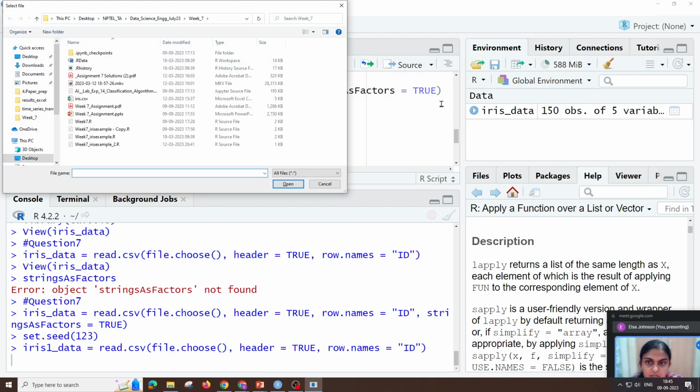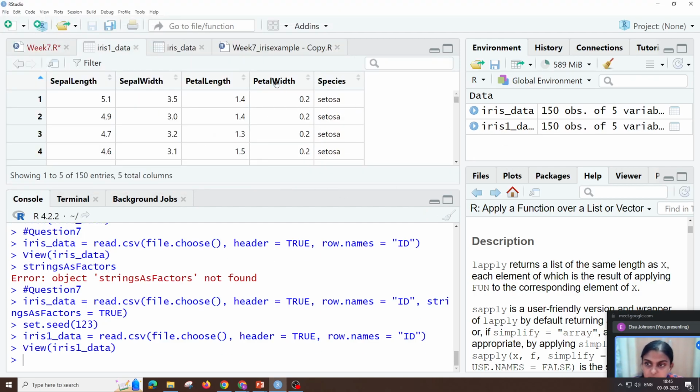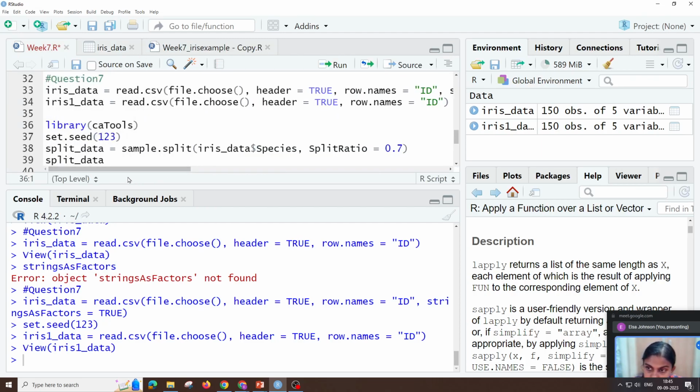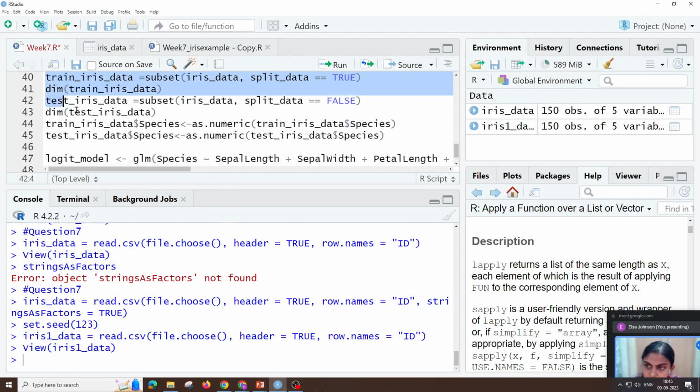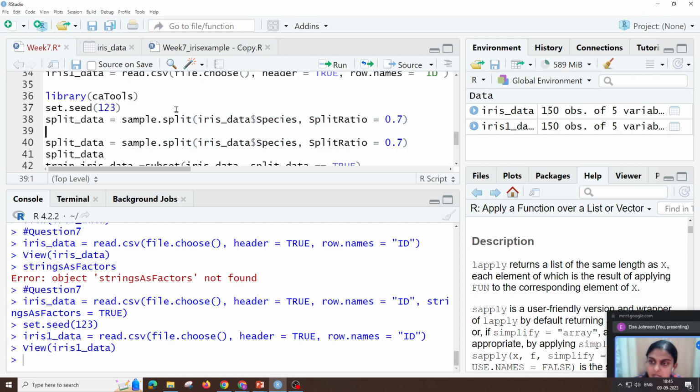So I'll read the same file to here. Iris 1 is here right now. Iris 1 is stored as a species, in the species as a character. Now I'll just do the same thing, and instead of this one I will give 1.